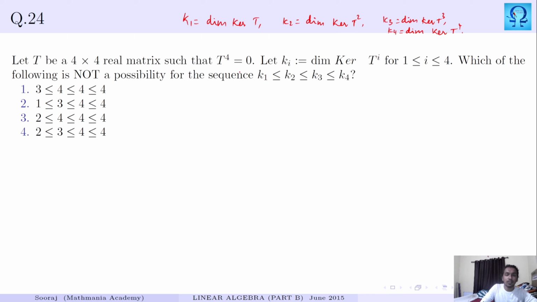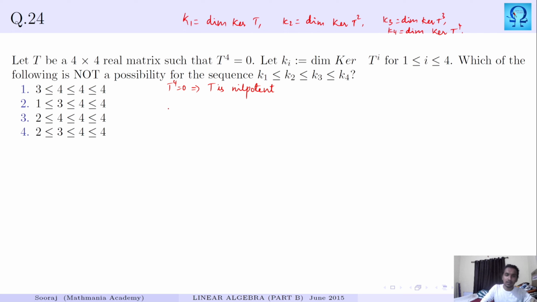Basically T to the power 4 is equal to 0, which implies what? That implies T is nilpotent. But we are not sure this is the index of the nilpotency, because they have not given that 4 is the minimum value which satisfies this. There may be some value which is lesser than this which also satisfies this. That is the main ideology that we have to keep in mind and proceed further.